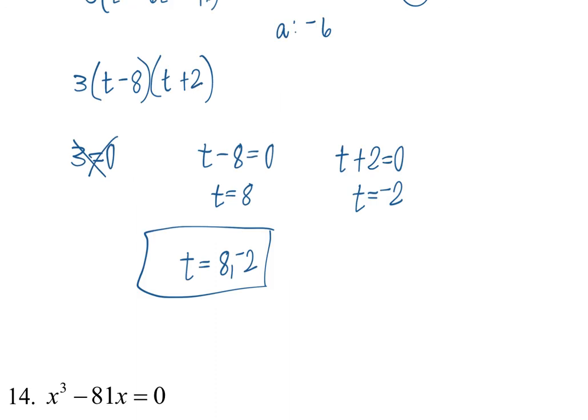So on that 3, when I set it equal to 0, that's a false statement. 3 does not equal 0. A number other than 0 cannot equal 0. Now, if I had a variable with it, yeah, we could solve it. But as it is, it's a false statement. And then t minus 8 equals 0, t plus 2 equals 0. You get 8 and negative 2 as your answers for t.